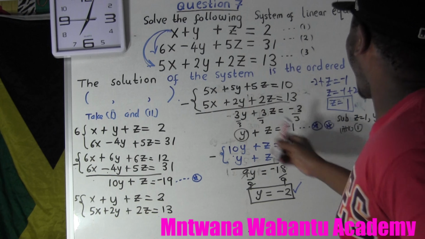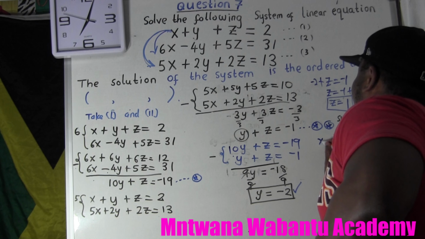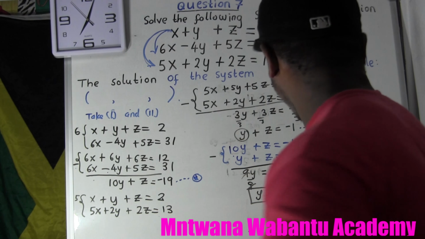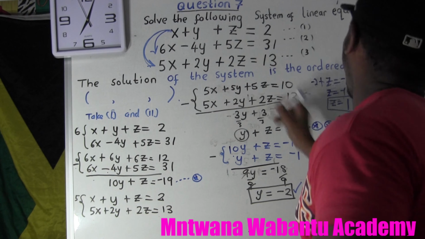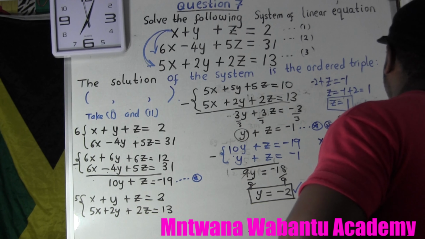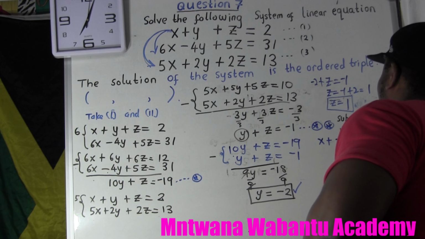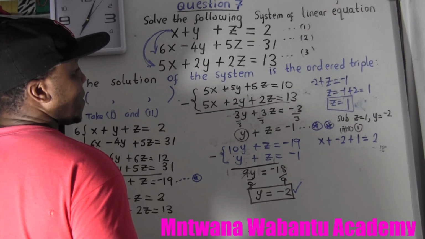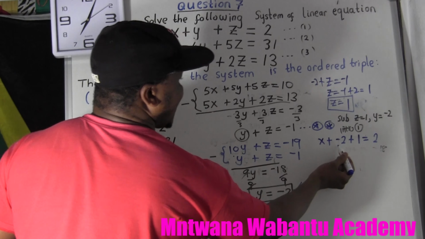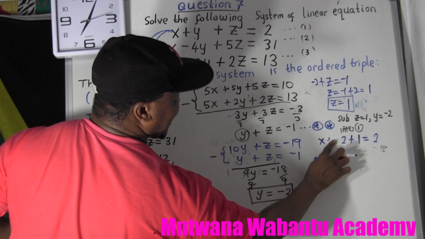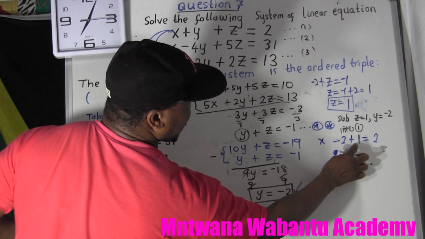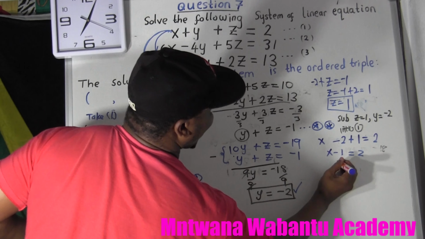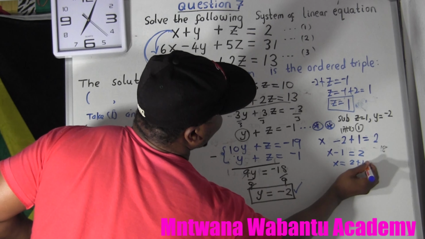Let's start with x. We don't have an x, so plug my x, plus y. Do I have a y? Oh yes, I have y equal to -2, plus z. What is z? Z equal to 1, equal to 2. So let's put this together. Positive and negative equal to negative, so this is going to become -2. -2 plus 1 equal to -1, so x minus 1 equal to 2. This is going to go over and become plus, so x equal to 2 plus 1 equal to 3.